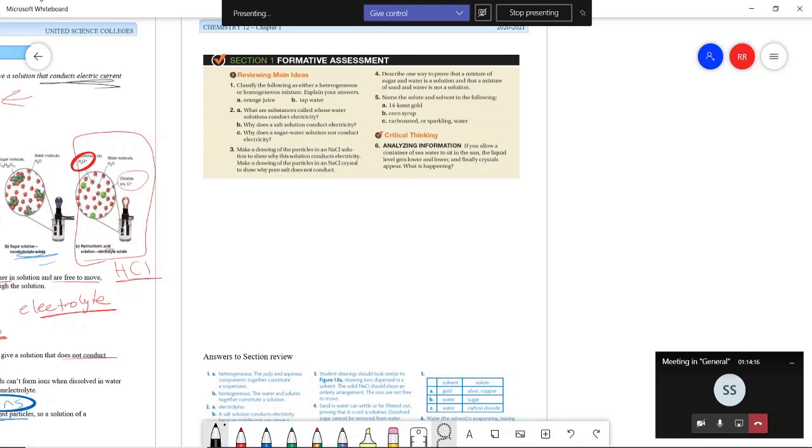Alright, now let's come to the section review. Sometimes the section review is very important, especially with some questions. For example, here question 3 is not important because it says make a drawing and you don't actually need a drawing. So you can just cancel question 3.